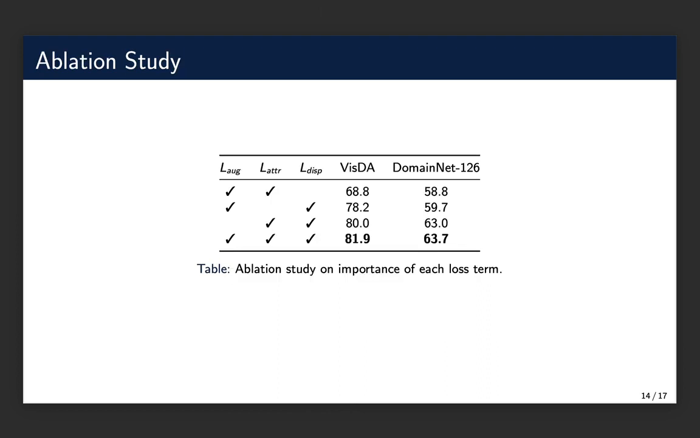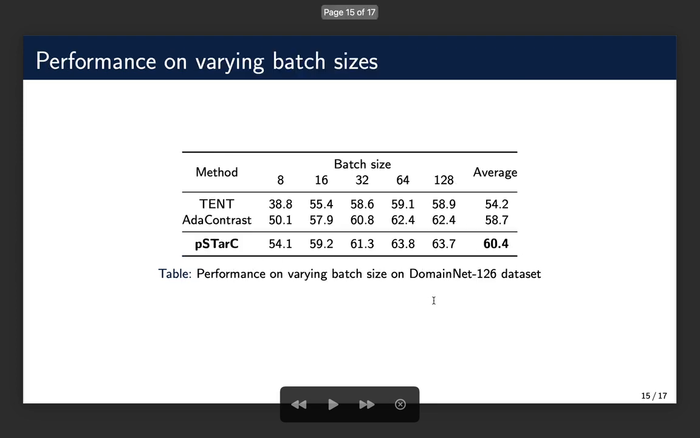We then perform an ablation study to understand the importance of each loss component. On both VisDA and DomainNet, we see that each of the losses has a role to play, and we get the best results when all three loss components are used, as shown here. We also study the performance of our method for varying batch sizes from 8 to 128, and we see that pSTarC consistently outperforms AdaContrast in all the batch sizes.